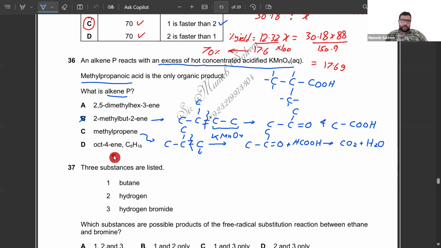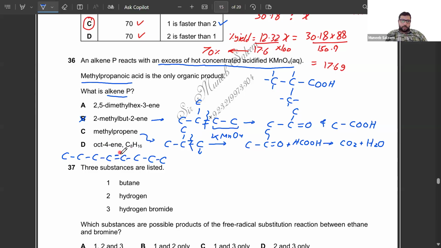Then the D part is oct-4-ene. The structure is simple like this. We have 8 carbon atoms in a straight chain. Now on this straight chain, we have a double bond at position number 4. This is the point where the double bond is present.